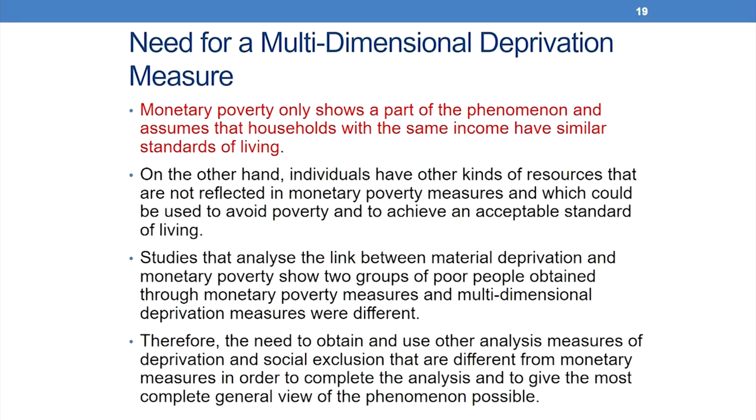Now, what is the need for a multidimensional deprivation measure? I have just mentioned it. However, let us also look at some of these points. Monetary poverty only shows a part of the phenomenon and assumes that households with the same income have similar standards of living. But individuals have other kinds of resources that are not reflected in monetary poverty measures and which could be used to avoid poverty and to achieve an acceptable standard of living. Studies that analyze the link between material deprivation and monetary poverty show that the two groups of poor people obtained through monetary poverty measures and multidimensional deprivation measures were different.